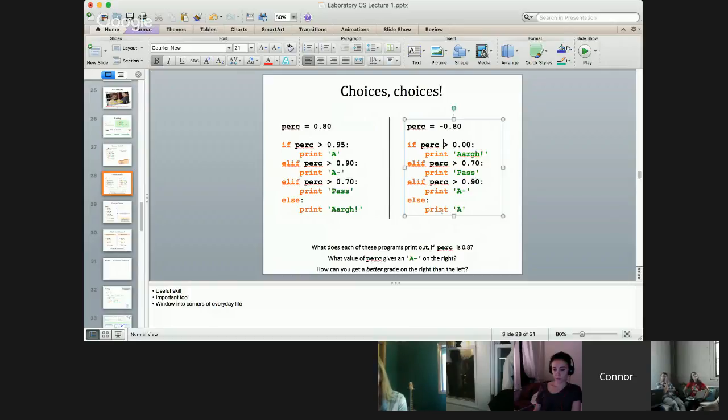Okay. That making sense to all you guys? Adam? Is that making sense? Rebecca? Well, that answers the question at the bottom: which value of perk gives you a B minus on the right, or how can you get a better grade on the right than the left? Because on the left, the else statement is arg. So if nothing else is true, it's just going to go to arg. Versus on the other side, if nothing else is true, then you just get an A. Exactly. Okay. Is it making sense to you, Rebecca?